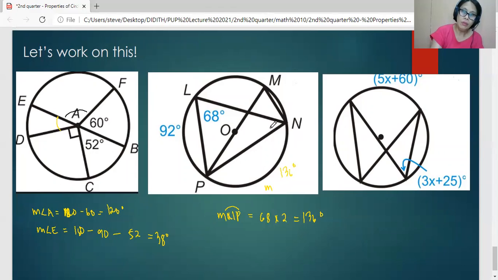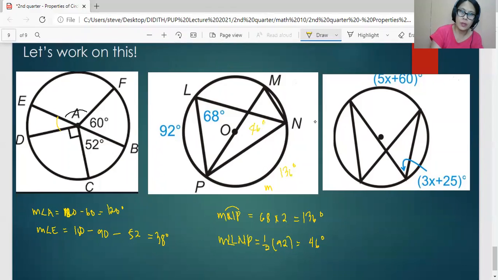Now, how about the measure of angle LNP? So measure of angle LNP is 1/2 its intercepted arc. So 1/2 of 92 equals 46 degrees. So we have 92 divided by 2 equals 46. So therefore, this one is 46 degrees.